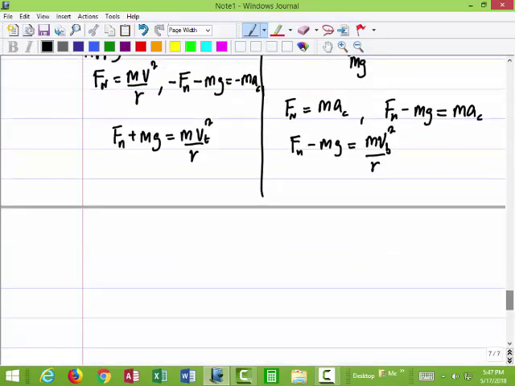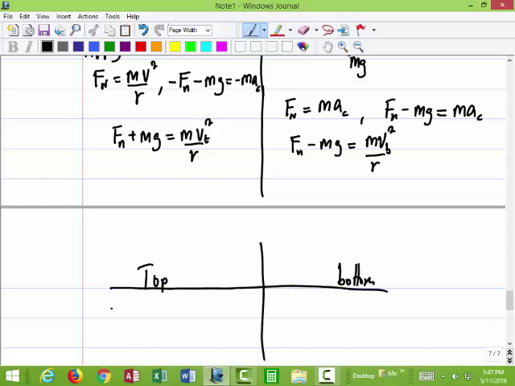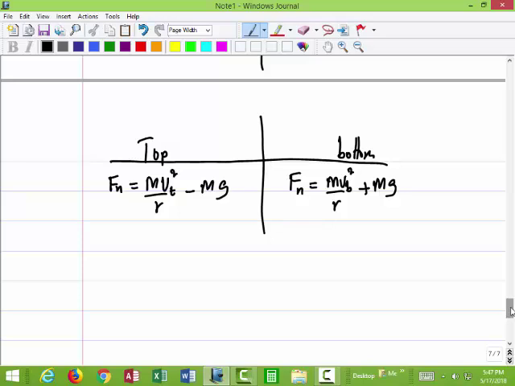So let's continue here. So again, this is top and this is bottom. We have a division between them. So F subscript n can be written as mv at the top squared divided by r minus mg, and F subscript n in this case can be written as mv subscript b squared for the bottom divided by r plus mg. What all this means then is the support force is the apparent weight of the pilot. So F subscript n is apparent weight.